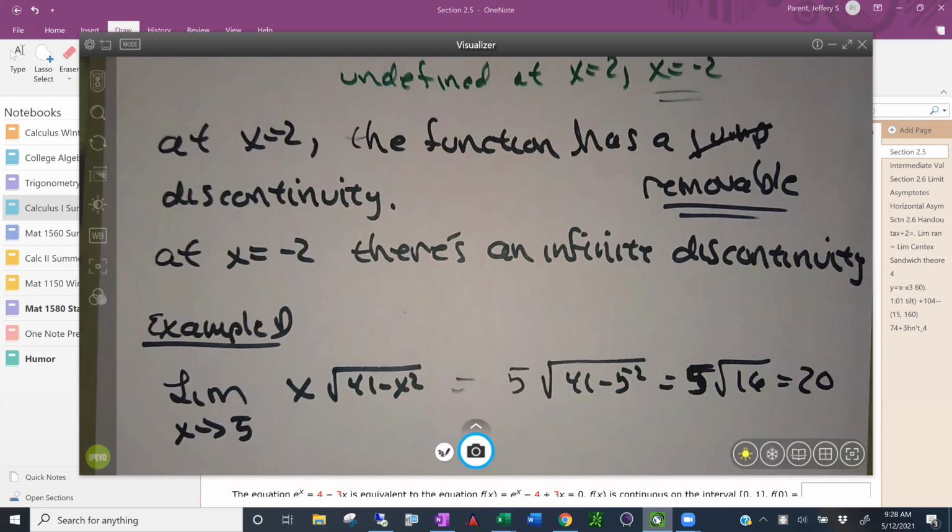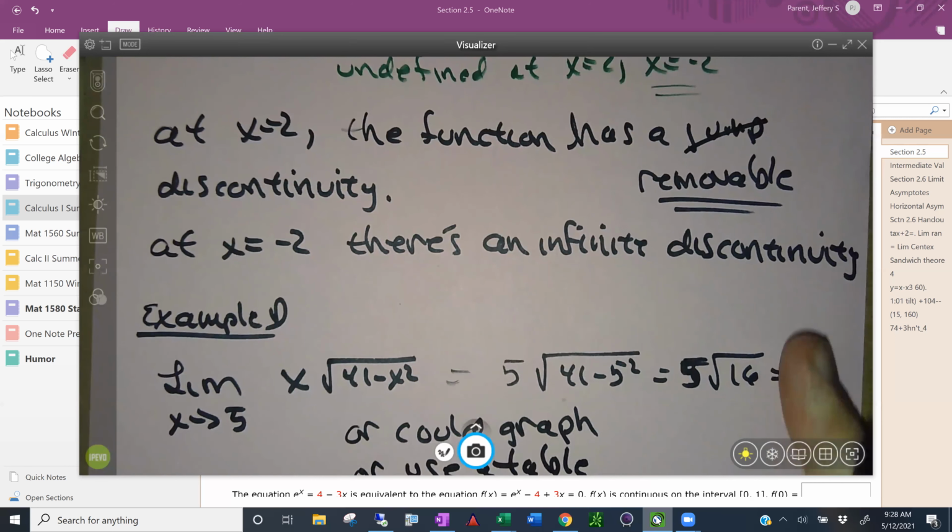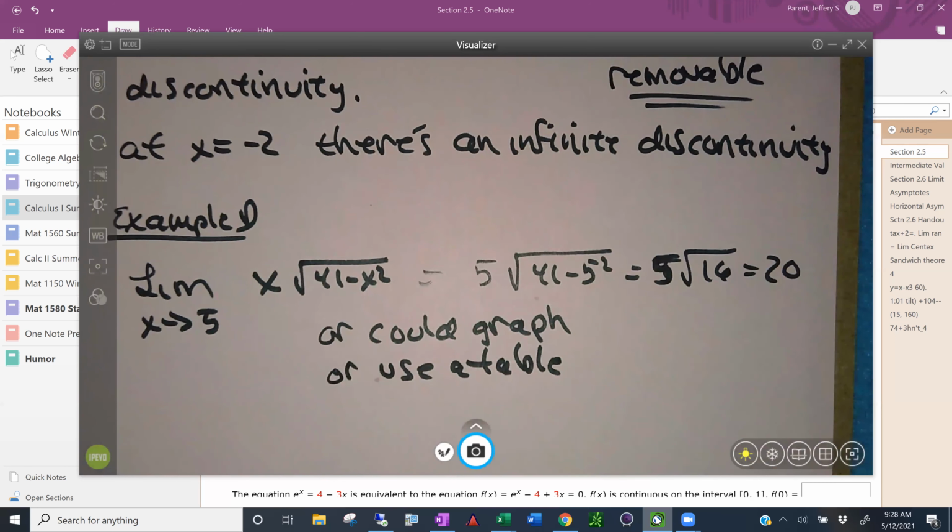Suppose you were a little bit unsure about that and you're like, you know, I don't trust that. What are some other ways you could convince yourself that this limit is actually 20 without direct substitution? What are some of the ways you could validate it? You could graph it. Yeah, you could graph it. Use a table. Graph. Perfect. Thank you, gentlemen. You could graph or use a table. All three of these things should show the same thing, that the limit's going to 20. Well done.